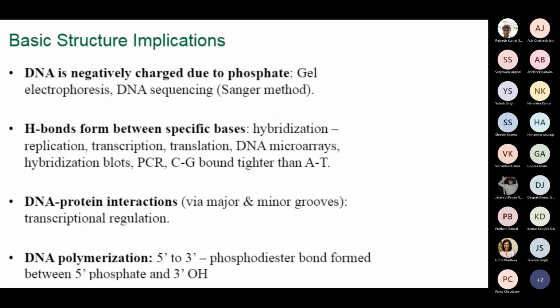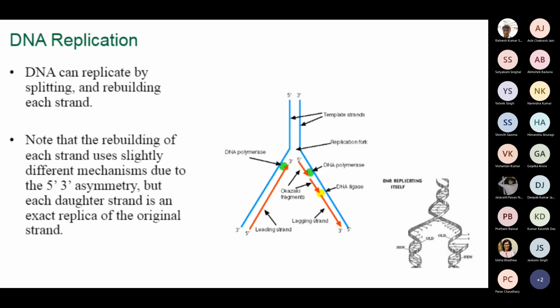So typically, when you have DNA itself, it's negatively charged, so you can look at it on a gel, and this was essential to be able to do DNA sequencing, because you had to isolate different fragments on a gel. I already talked about hydrogen bonding, DNA protein interactions, major grooves and minor grooves, and DNA polymerization, which happens from the 5' end to the 3' end because of the phosphodiester bond.